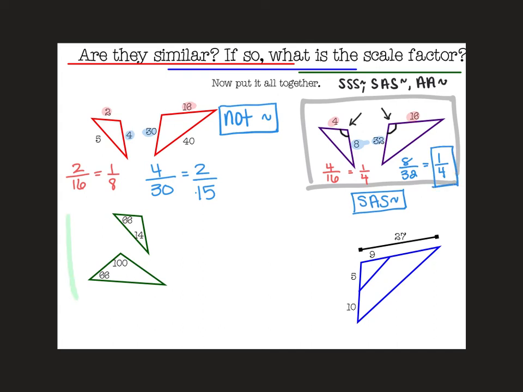What about green? What should I be checking for green? All right, we're checking for angle, angle. So right now, I see that the 66s match up. I just need to figure out, is this going to be 14? So if I take 100 plus 66, I get 166. 180 minus 166 is 14. So if I label this, I have two angles that match. So yes, they're similar by angle, angle. I can't do a scale factor over here because I don't have any sides. So scale factor, not sure.